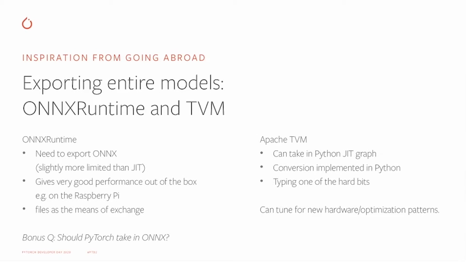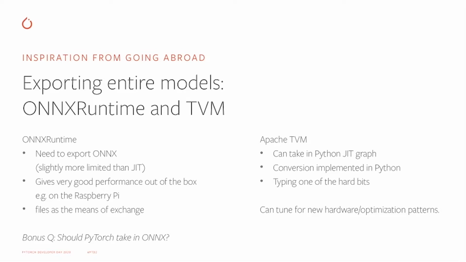Another route is to take the models and export them. And so here are two examples, ONNX Runtime from Microsoft and Apache TVM. So ONNX Runtime, you need to export your model to ONNX, obviously, and this is slightly more limited than the JIT in expressiveness. But running on ONNX Runtime gives you good performance out of the box for many hardware, for example, on the Raspberry, but also on other hardware. And this is due to the optimizations that ONNX Runtime has seen.